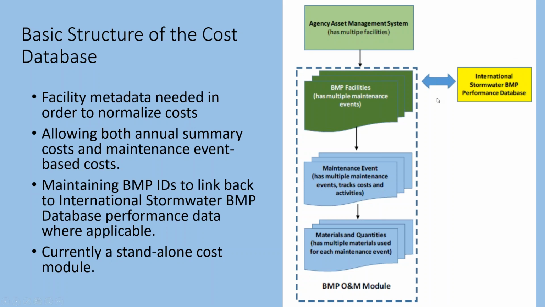But the structure of the cost database basically has a couple of components. One is BMP facility information, and then we have a data table that's maintenance events, which would be basically what you do when you go out to maintain the BMP. And then we have a set of tables for materials and quantities records that could be recorded. And our intent is to have the facility metadata that's needed to normalize costs around the country, or even within local government programs, and to be flexible enough to take annual summary costs if that's all that's available, but also to be able to take event-based, more detailed costs.